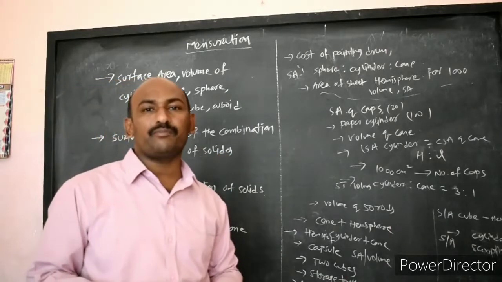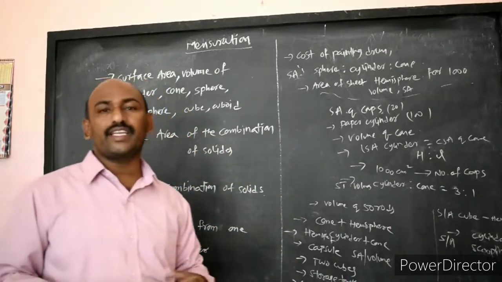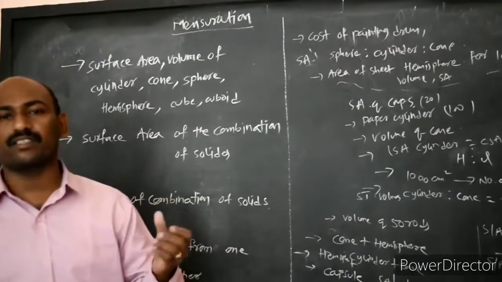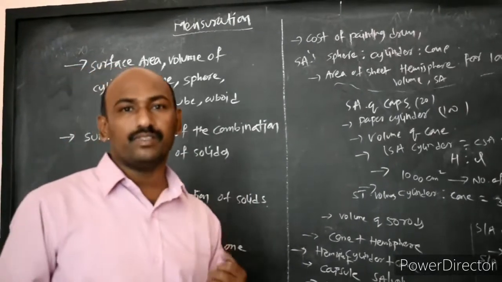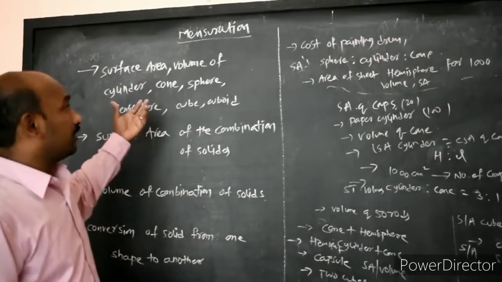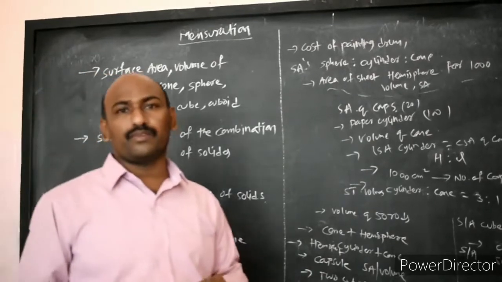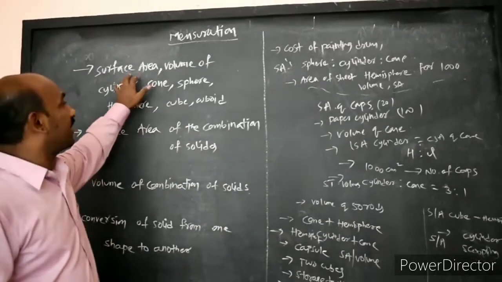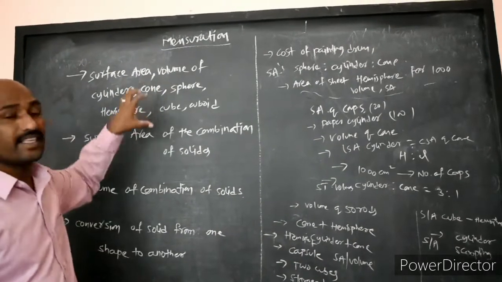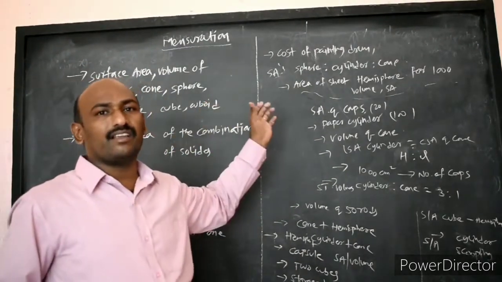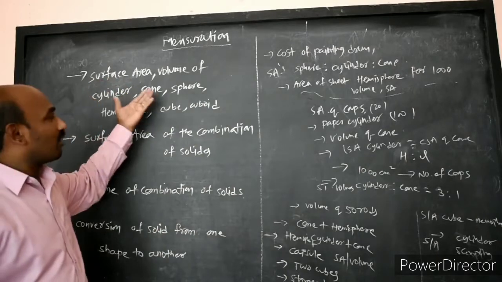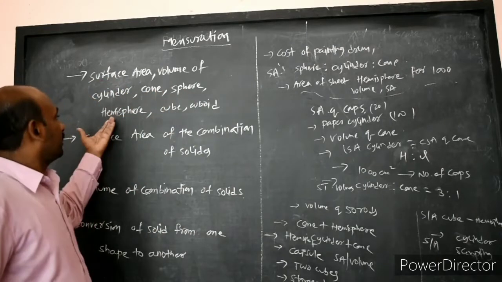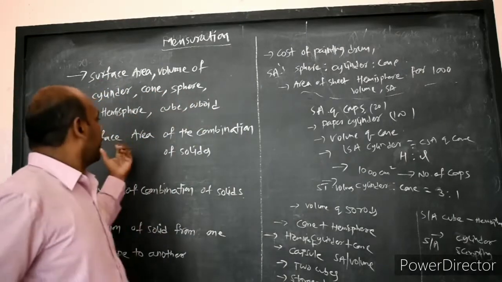The next chapter we are discussing is mensuration. This is also a very important chapter. We can expect 6 to 7 marks from it in the annual exam. And there are only 4 concepts in this chapter. What are they? First of all, surface area and volumes. These are all single 3-dimensional figures they can ask about, maybe on a cylinder, cone, sphere, hemisphere, cube, or cuboid.